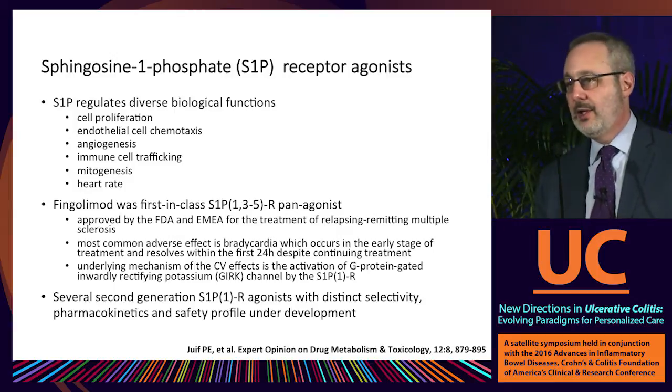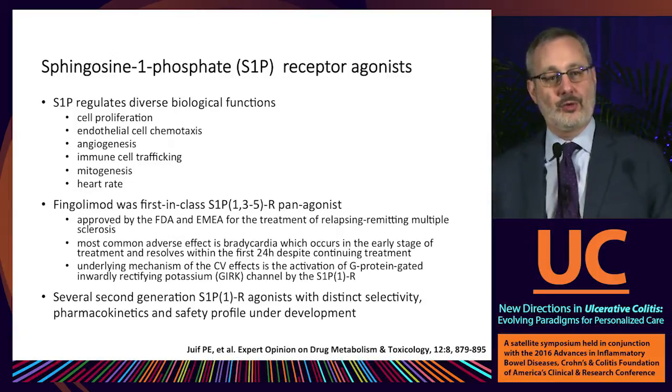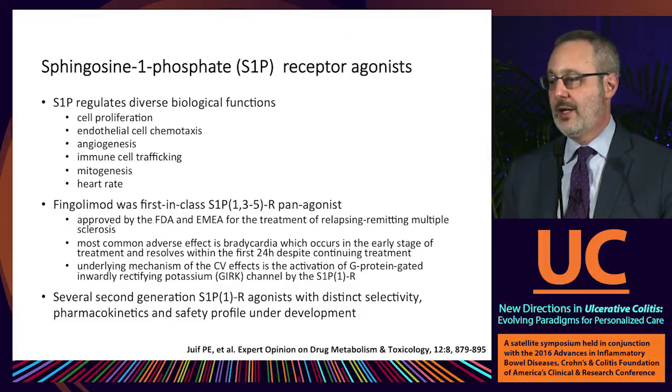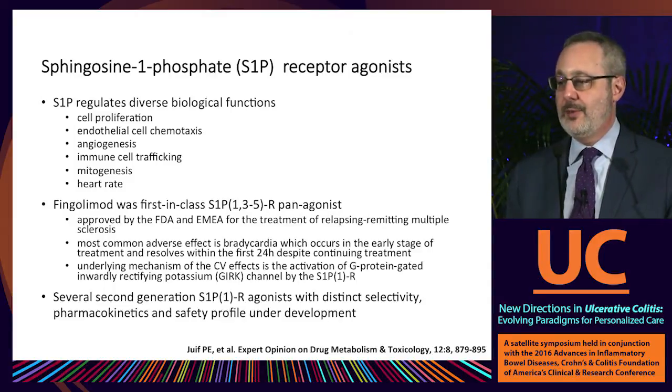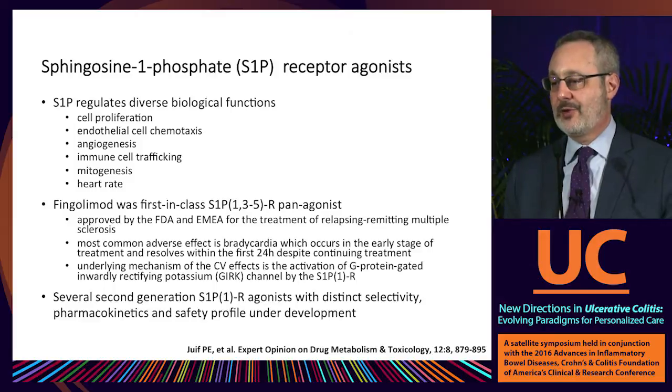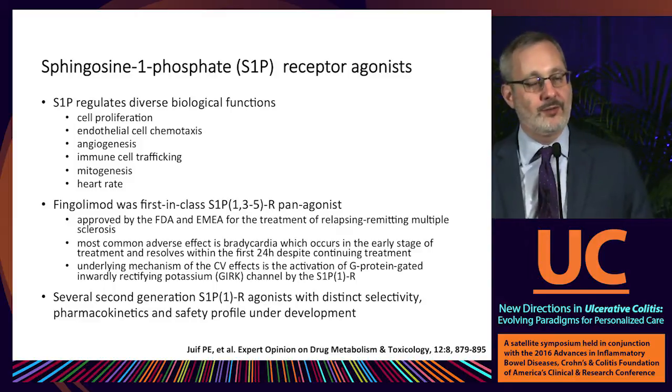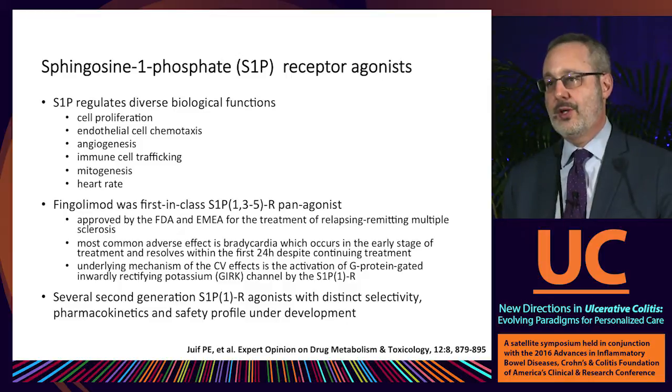We'll turn to another quite different means of controlling leukocyte trafficking, and these are the sphingosine 1-phosphate receptor agonists. S1P regulates many biological functions, including cell proliferation, angiogenesis, but also immune cell trafficking. And most importantly for inflammatory bowel disease, it has to do with the egress of lymphocyte populations and other kinds of cells, NK cells, out of the lymph node and into the circulation.